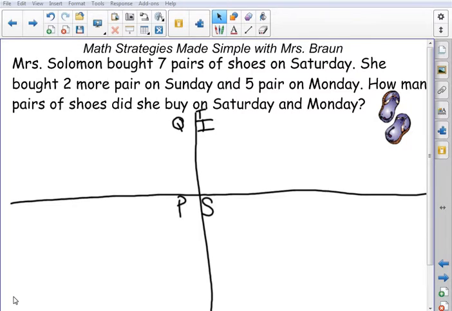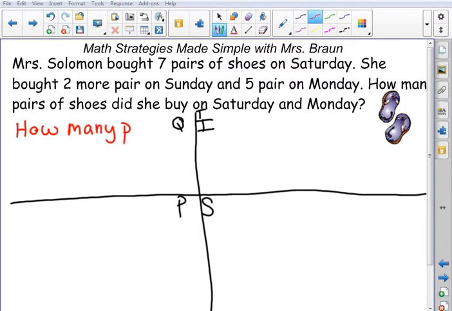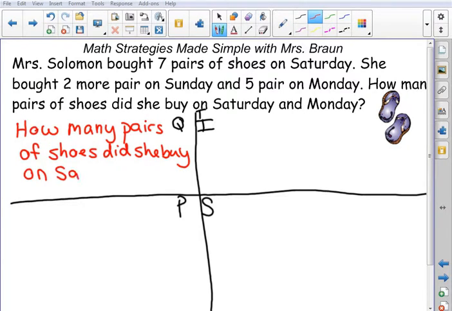In this first section, I've got a Q, and that means the question. What is the problem trying to get me to solve? So I'm looking through this word problem, and I see: how many pairs of shoes did she buy on Saturday and Monday? That's what I'm trying to figure out. So I'm just going to jot that down. How many pairs of shoes did she buy on Saturday and Monday?